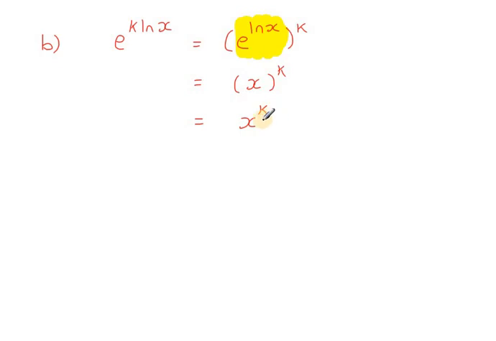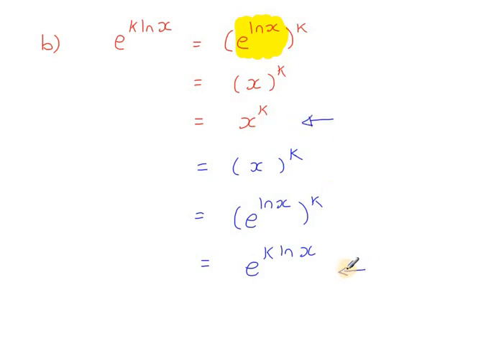Now sometimes it's useful to change the base to e when solving problems. So if we reverse all of these steps, starting with x to the power of k, if I just put the x in brackets to the power of k, and then e to the power of ln x, like this, to the power of k, because the e and the ln will cancel, leaving just the x in the brackets. Then removing the brackets, I've got e to the power of k ln x. So I've changed the base from x to e, and this can be really useful, especially when using calculus, like differentiating or integrating functions.